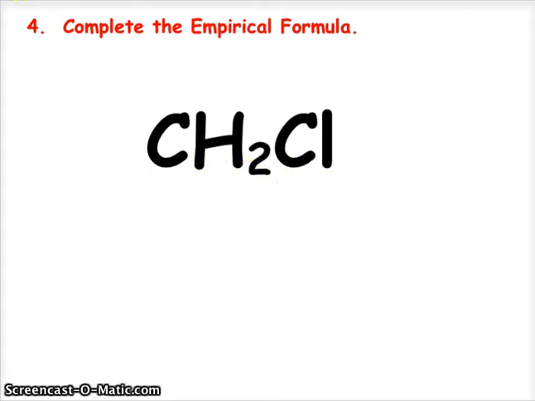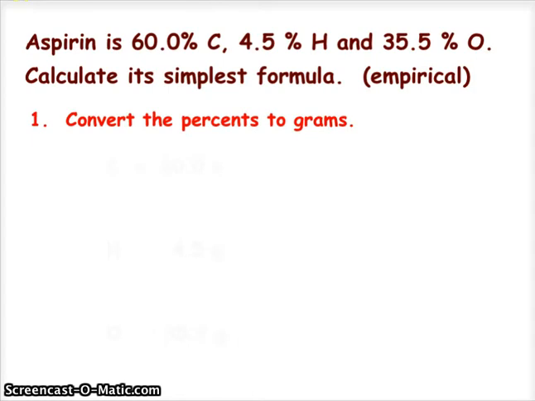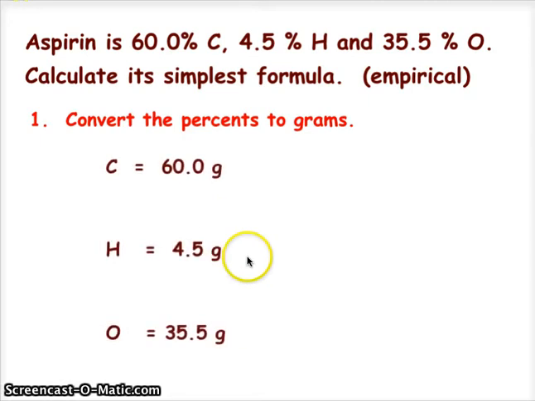So let's look at another example of that process. Here we have aspirin, which is 60% carbon, 4.5% hydrogen, and 35.5% oxygen, and we're going to calculate the empirical formula. So again, the first thing we do is convert the percents to grams. So that 60% carbon becomes 60 grams of carbon, the 4.5% hydrogen becomes 4.5 grams of hydrogen, and the 35.5% oxygen becomes 35.5 grams of oxygen.